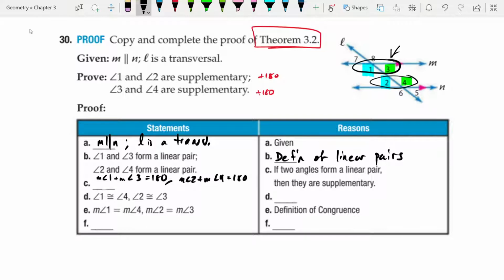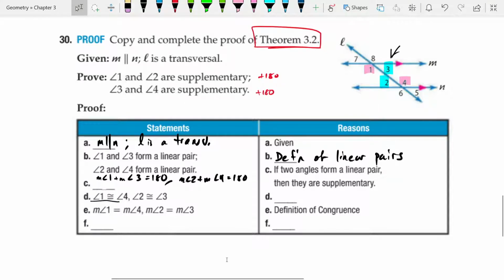Now, angle 1 and angle 4 are congruent to each other. That's what it says. Now it's telling me that angle 1 and angle 4 are congruent to each other. Also that 3 and 2 are congruent to each other. When I take a look at that, they're on alternate sides of the transversal, and on the interior of the parallel lines. So that makes me think alternate interior. But I can only use that if that's theorem 3.1.